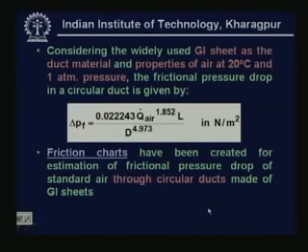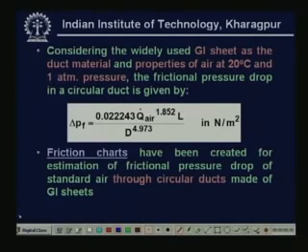Now, what is done normally is, as I said, the GI sheet is most widely used. So, taking GI sheet as a duct material and properties of air at 20 degree centigrade and 1 atmosphere pressure, the frictional pressure drop in a circular duct is expressed by the following equation. Delta PF is the frictional pressure drop in Newton per meter square or Pascal.